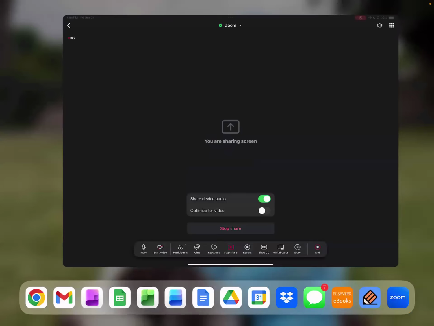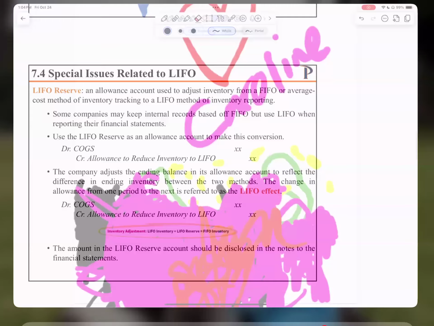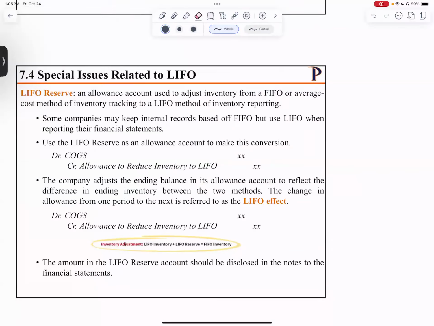In this video, we are going to be going over the LIFO reserve. The LIFO reserve is an allowance account that's used to adjust inventory from a FIFO method of valuation to a LIFO method. This allowance account that we will use to record our LIFO reserve is a contra asset account. So it's going to have a normal credit balance and reduce overall assets.